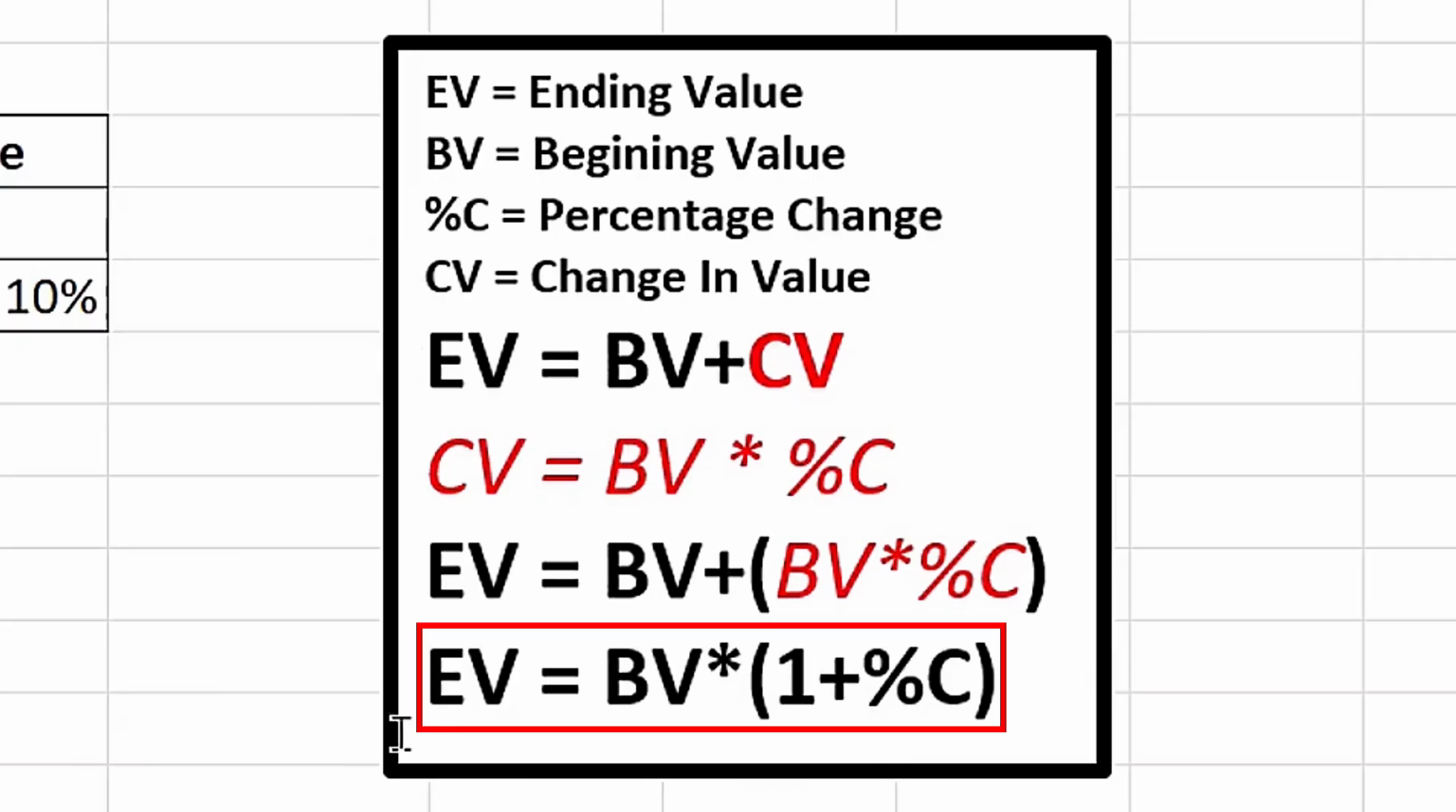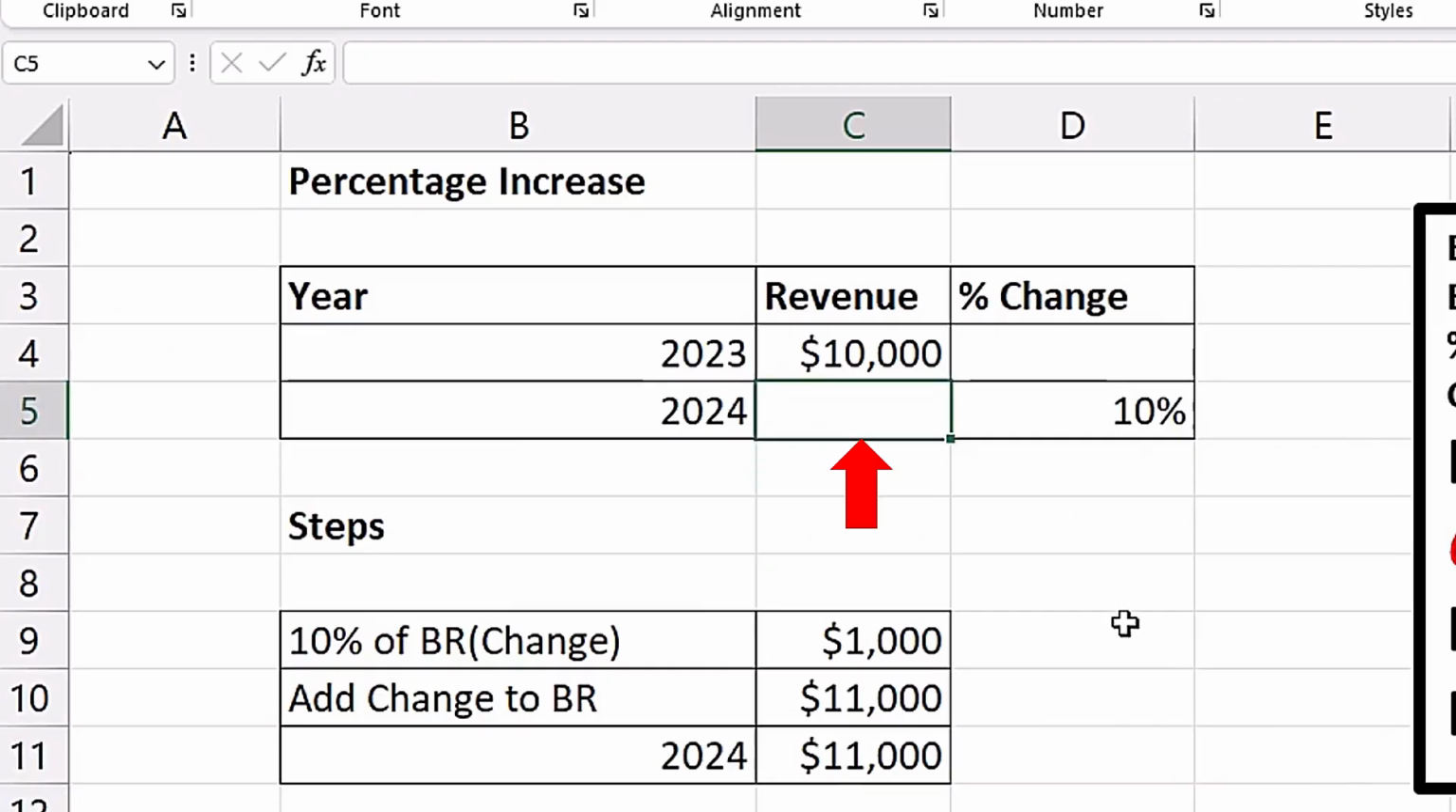So let's see whether this one is going to give us the same answer as the one we have just done. So I'm going to click on this cell and do equals the beginning revenue, or the initial revenue, which is going to be the revenue at the end of the year 2023. So I'm going to click and then times open bracket 1 plus the percentage change, which is 10%.